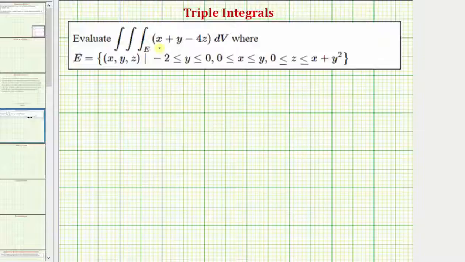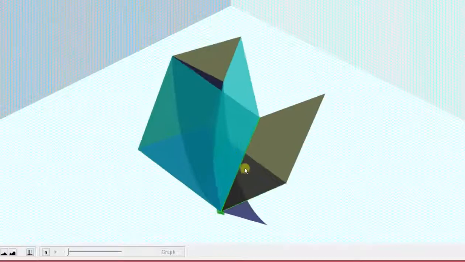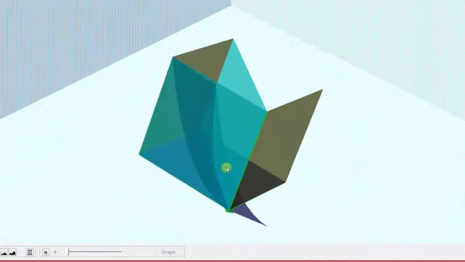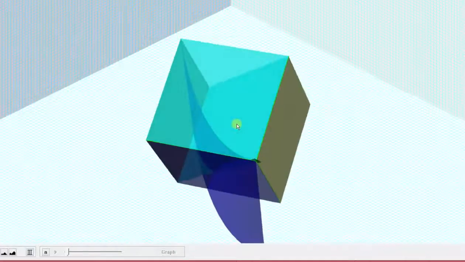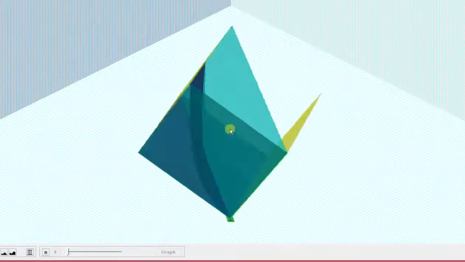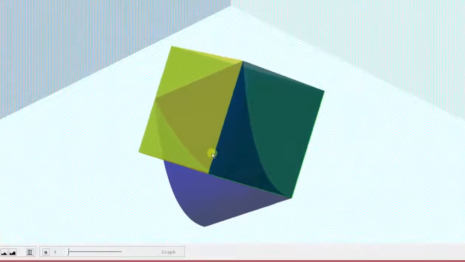Let's first look at the region E in space. So again, the region E is the region bounded by y equals 0 and y equals -2, which are the two planes graphed here in yellow, as well as x equals 0 and y equals x, which are graphed here in light blue, and then also bounded by z equals 0, which is the xy plane, graphed here in dark blue, as well as the surface given by z equals x plus y squared, also graphed here in blue. So the region of integration is this solid region here.